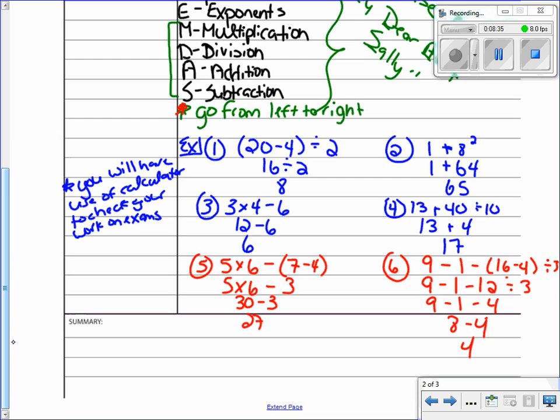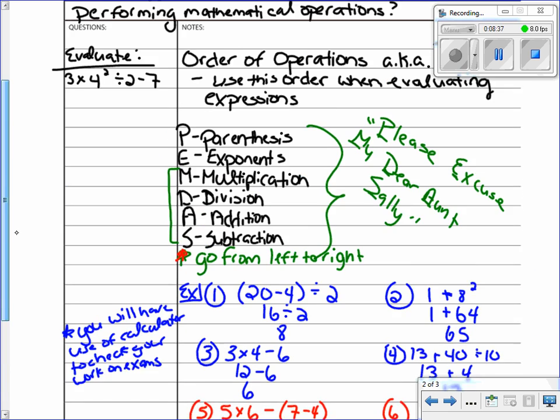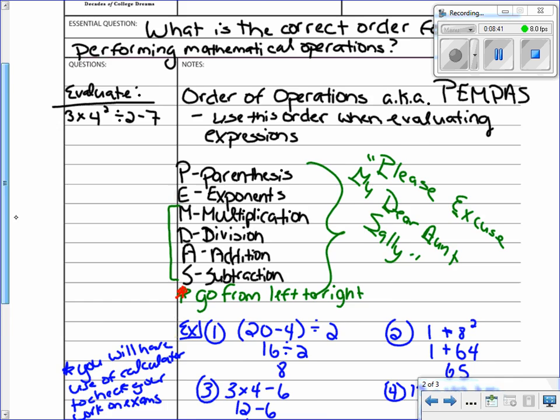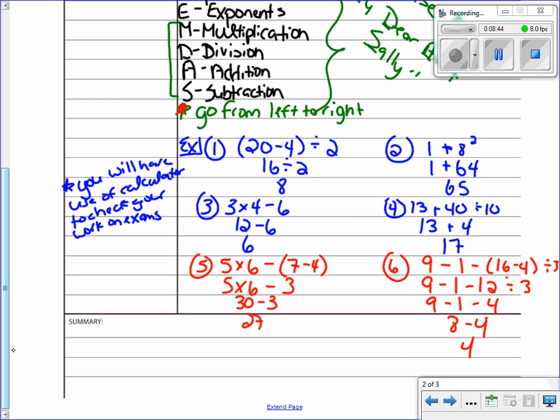The summary section basically answers the essential question. So the essential question was, what is the correct order for performing mathematical operations? Your summary would be that you can use PEMDAS in your own words.